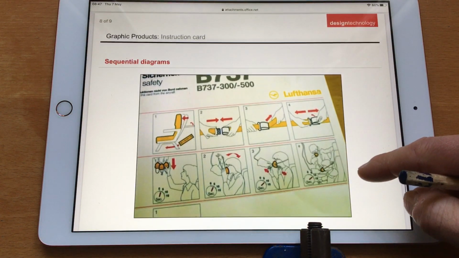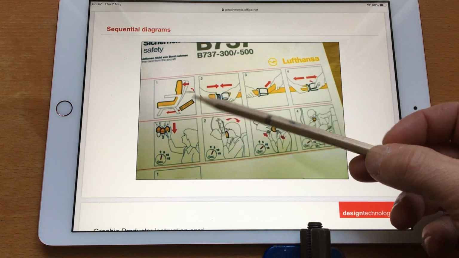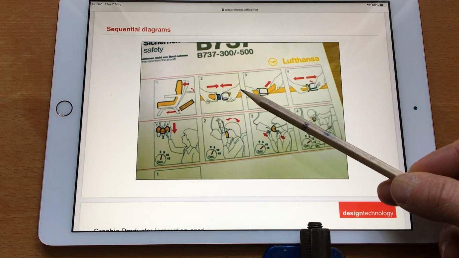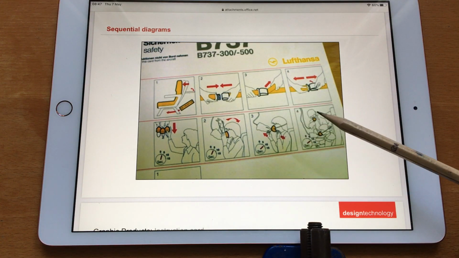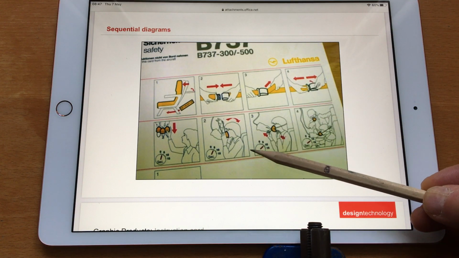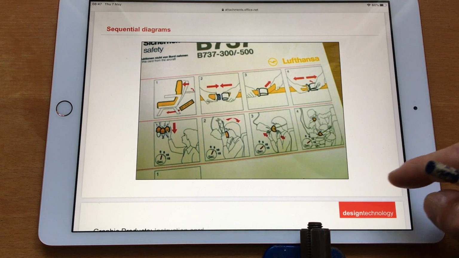And then if we look at this one, the Lufthansa card, I did ask before I took this, but if you look on this one, they've got a limited colour palette, so the colour is on the items that we need to interact with. We've got different colour for the arrows, and again we've got a little stopwatch on the side to illustrate some form of timings.